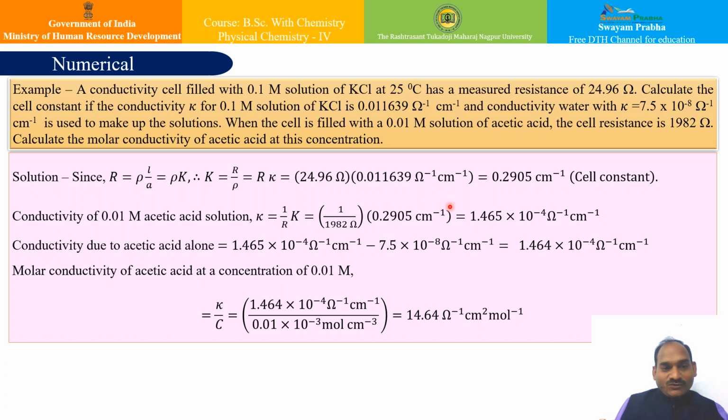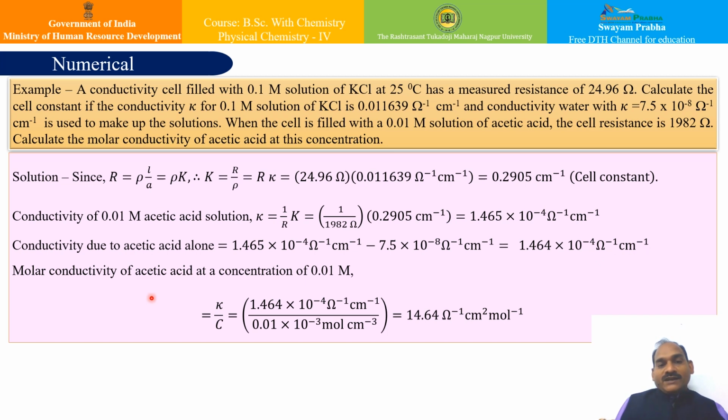So to calculate the conductivity of 0.01 molar acetic acid solution, kappa is equal to 1 upon R into K, which is equal to 1 upon 1982 ohms into this cell constant. If I substitute this, I get this. So conductivity due to acetic acid will be this conductivity minus the conductivity of water that has been given for the conductivity water. So I get particularly this.